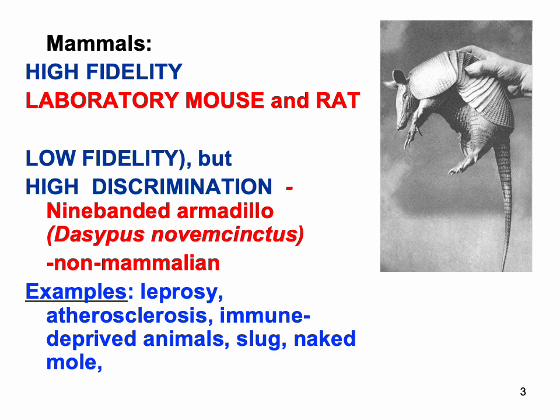In the following, I will show you some shocking, striking examples that we need animals in research to be able to cure human diseases. For this, we will see the examples of leprosy, atherosclerosis, immune-deprived animals, the slug mucosal test, and the naked mole.